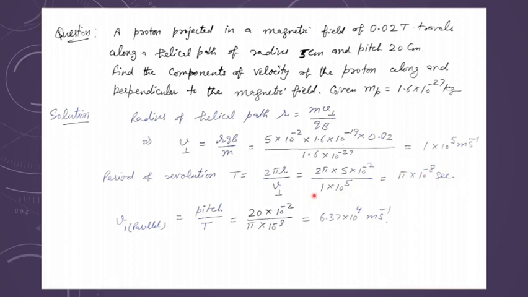And I know pitch is the parallel component of the speed into the time period, by the definition of pitch. So I can find the parallel component of velocity, given by pitch divided by the time period. And that is why I need to find the time period of revolution, so that I can find the parallel component of velocity. Pitch is given in the question 20 into 10 to minus 2, and T we have calculated. So I can put the values and come up with the results.